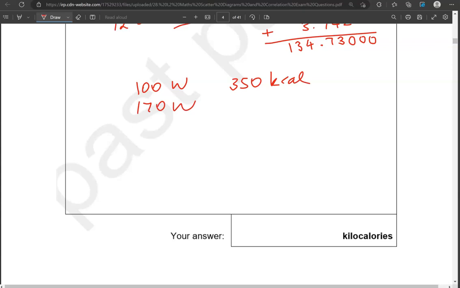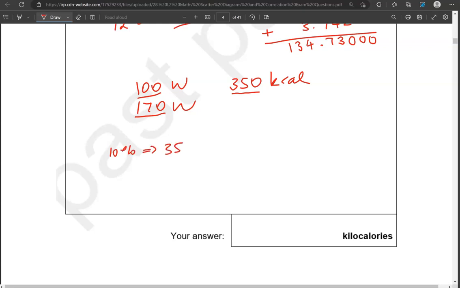So from 100 to 170, it's like 70% has been added on top. So there is a 70% increase. So we'll need to do the same to 350. So what is 70% of 350? We know that 10% is 35.